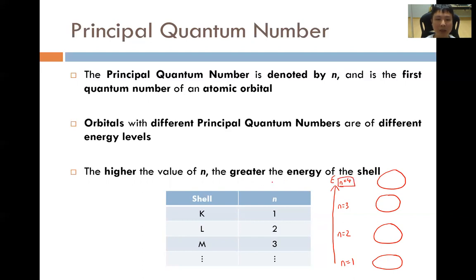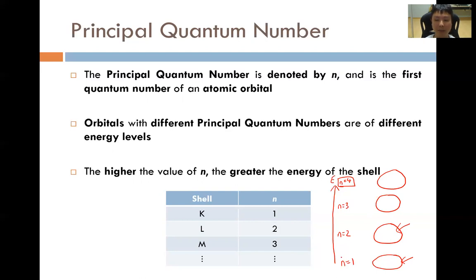Okay, so the higher the value of n, the greater the energy of the shell, as I've drawn here. n equals 1 is the lowest energy, while n equals 4 is the highest energy. And hopefully it's intuitive to you that if we were to put electrons into these orbitals, we would prioritize putting the electrons first into the lowest energy orbital. We will put it in here first. And when these orbitals are filled, then we will start to put electrons into the next highest energy orbital.